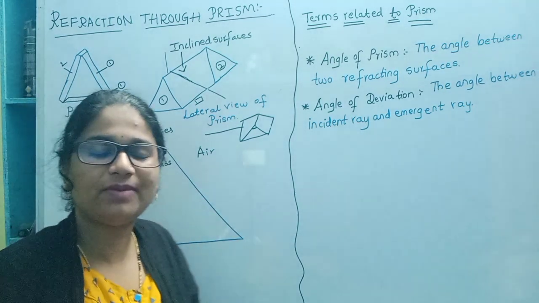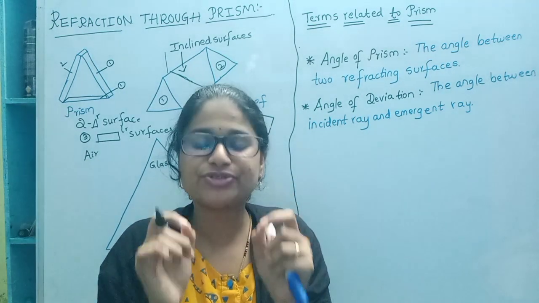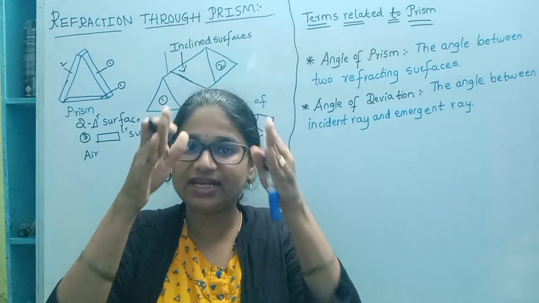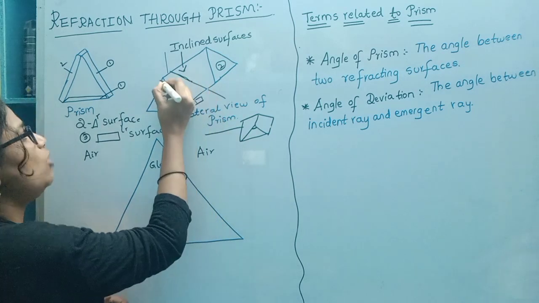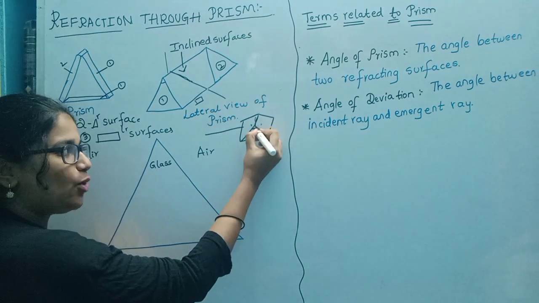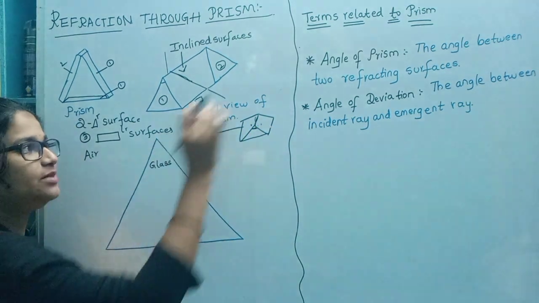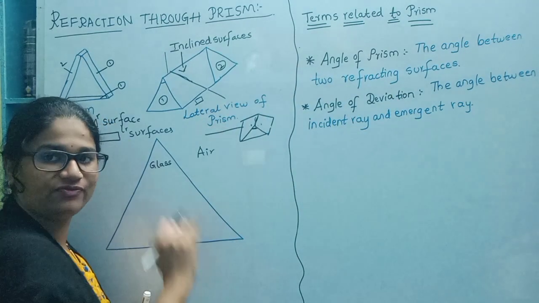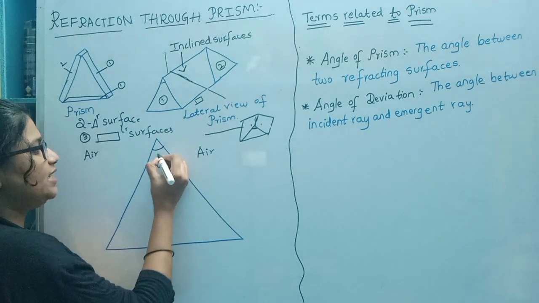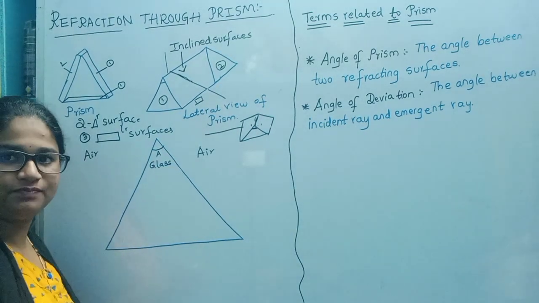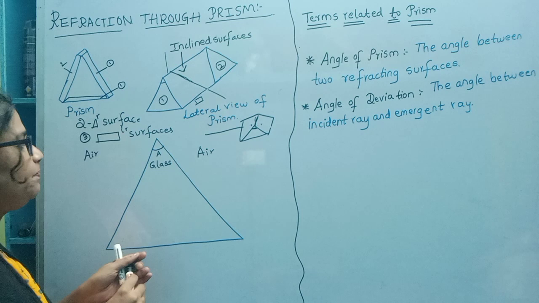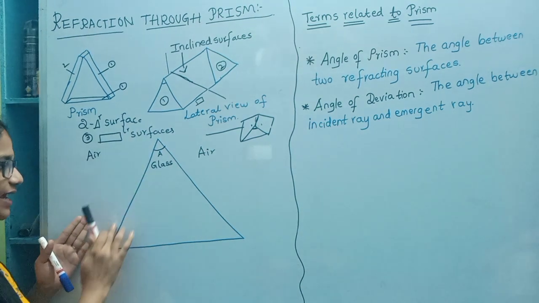So what should we keep in mind? Refraction always occurs through the two inclined rectangular surfaces of the prism, which make an angle of prism. They meet at a certain point, and that point is called the angle of prism. The angle between the two refracting surfaces, or rectangular surfaces, is termed the angle of prism. It is designated by capital A, uppercase A.